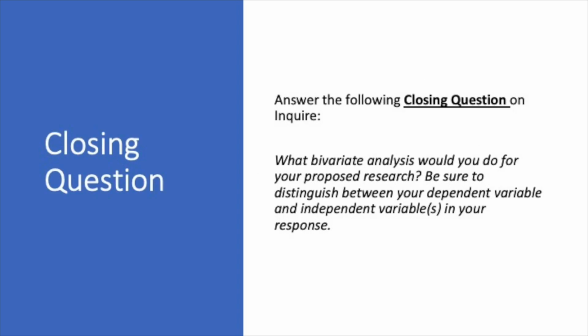Finally, here's your closing question for this week. What kind of bivariate analysis would you do for your proposed research? Be sure to, in your answer, distinguish between your dependent variable and your independent variable. Okay, so what types, and it could be more than one, right? Maybe you're going to do a contingency table and Cramer's V, for example. So tell me what types of bivariate analysis you would do. And once you have done that, you can return for the final slide in the module.